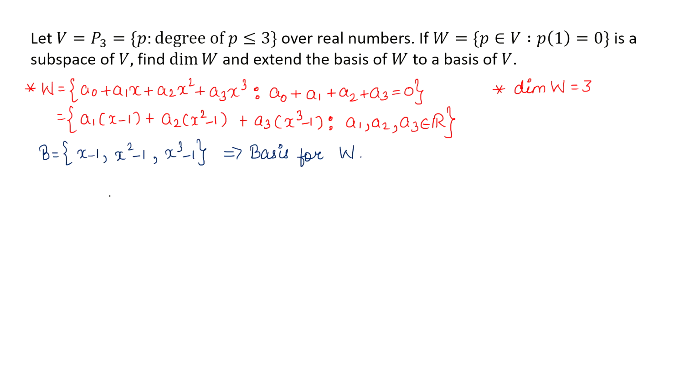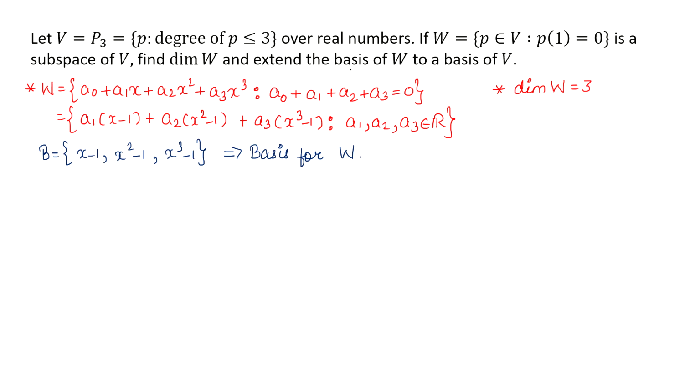Okay, so now we have found the basis for W. We know what the dimension of W is and how the elements in W, the polynomials in W, look alike. Now, after finding the basis for W, the question next says to find a basis for the vector space V. So now our next task is to find the basis for vector space V.